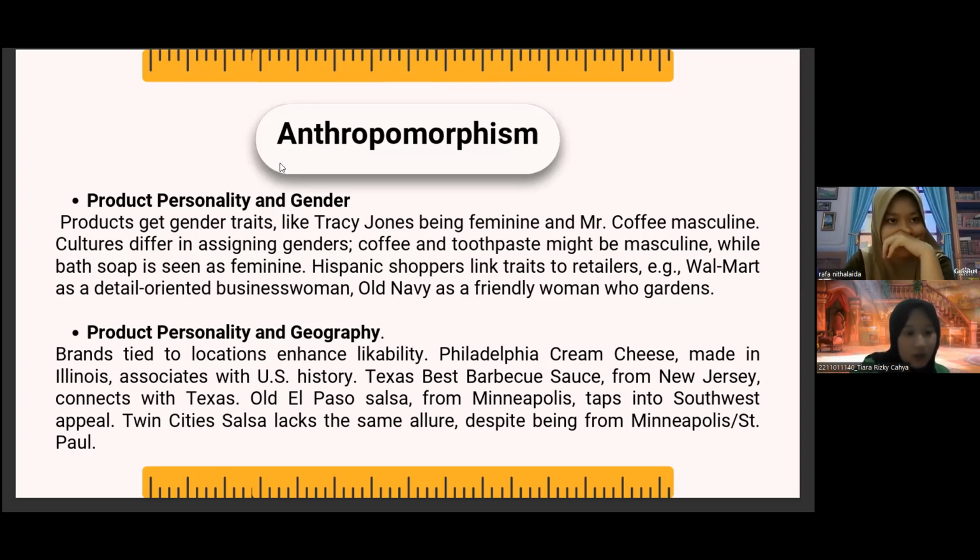And the next one is product personality and geography. Brands tied to a location enhance likability. Philadelphia cream cheese, made in Illinois, associates with U.S. history. Texas-based barbecue sauce from New Jersey connects with Texas. Old El Paso salsa from Minneapolis taps the Southwest appeal. Twin City salsa lacks the same allure, despite being from Minneapolis.